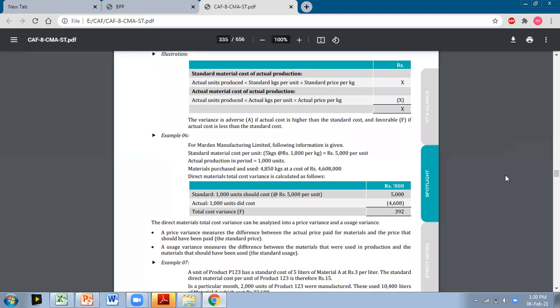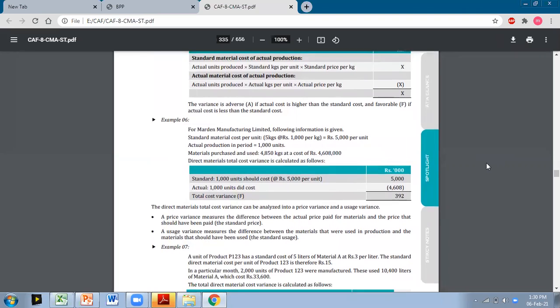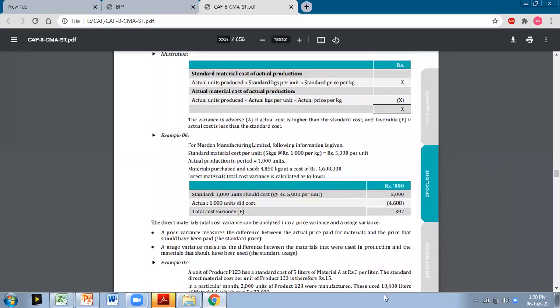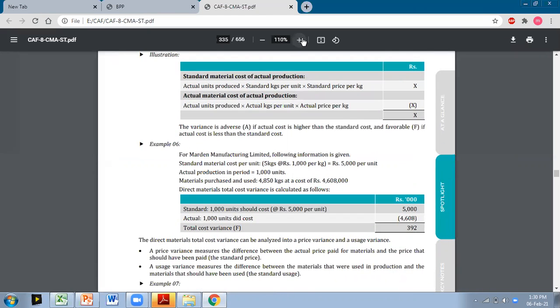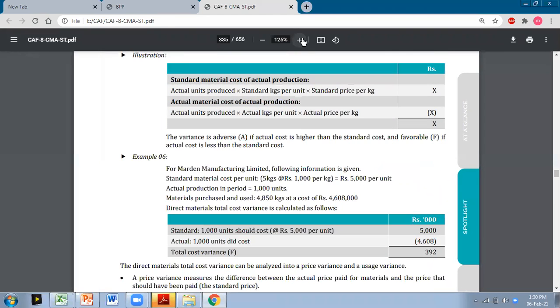So here is the question. This question is solved in the other way, but we are going to solve our question in the way we have learned our formulas, right? The formulas are going to help you a lot. You don't have to think about what did actually cost and all those things, right? So this is a very easy approach with the formulas. Let me zoom this. Yes, here is the question.